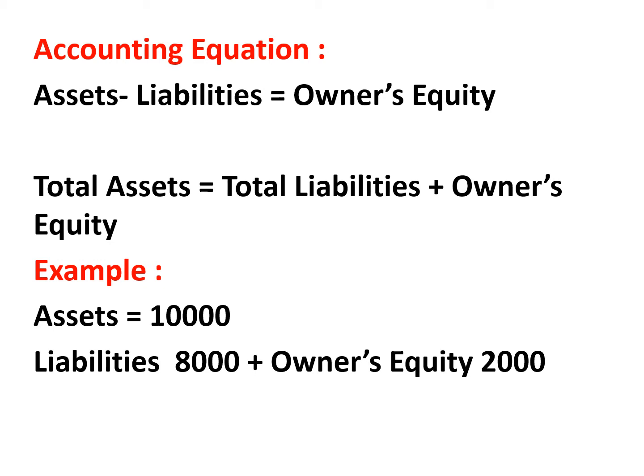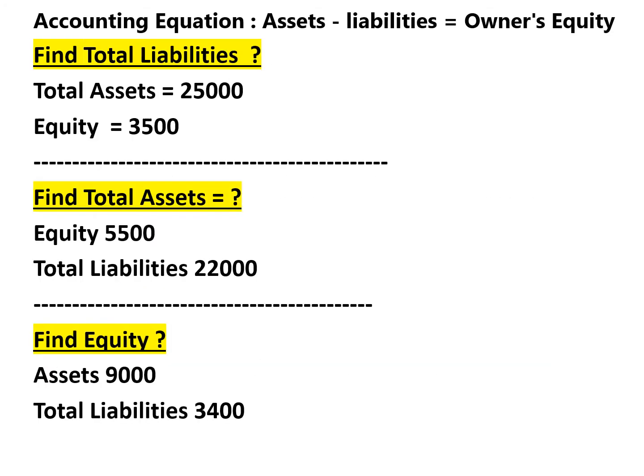So it means both sides, the asset side and the liability side of the balance sheet, will always remain equal, right? So total assets is equal to total liabilities plus owner's equity. So this is the accounting equation. So look at this example.